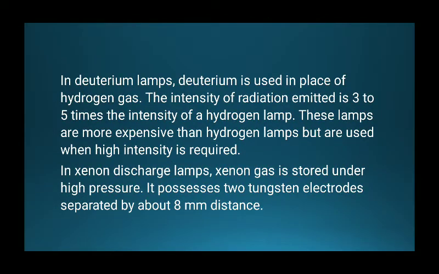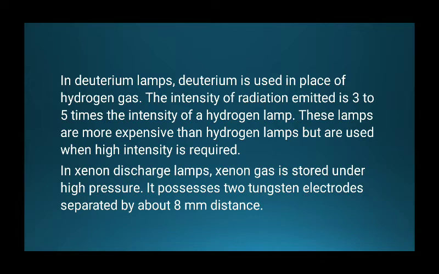In a deuterium lamp, deuterium is used in place of hydrogen gas. The intensity of radiation emitted is 3 to 5 times the intensity of a hydrogen lamp. These lamps are more expensive than hydrogen lamps, but are used when high intensity is required.